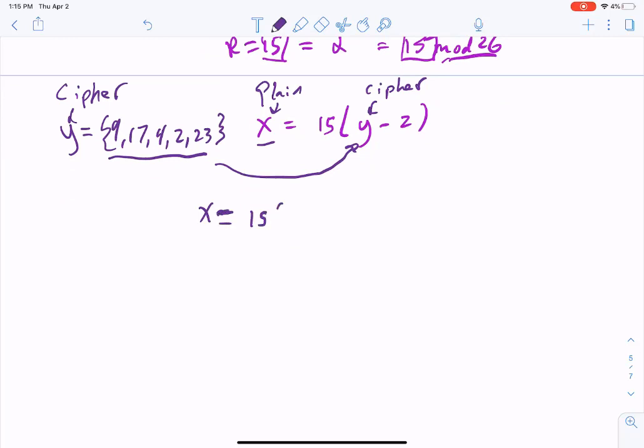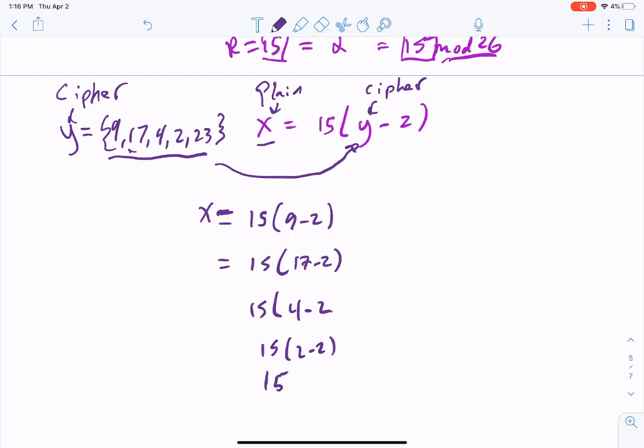So this is going to be 15 times 9 minus 2. And we'll just keep doing this all the way through. 15 times the next value, which is 17, minus 2. 15 times 4, minus 2. 15 times 2, minus 2. 15 times 23, minus 2. And so forth. So we'll solve all these algebraically.